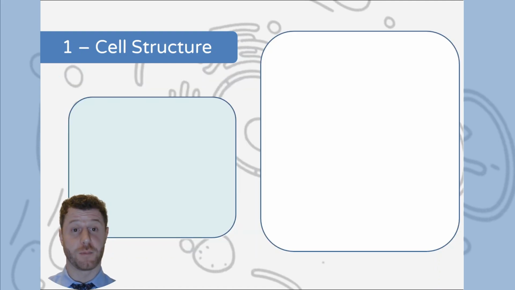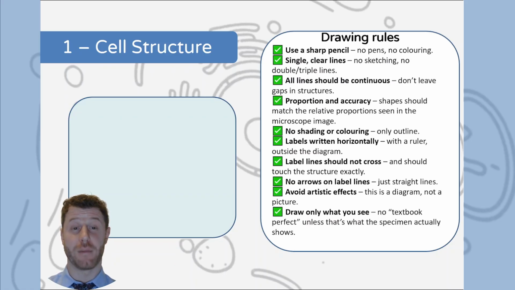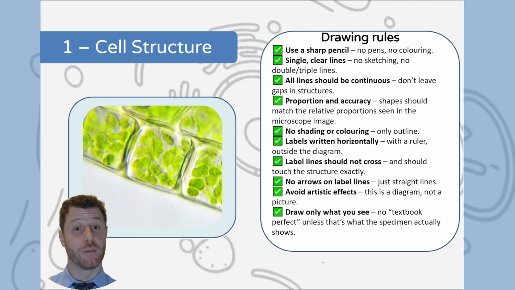The last skill is probably the most important because it comes up multiple times in practical paper 3, and that is drawing. It can be a cell drawing or it can be a plan drawing, and I'll show you what those are in a second. But students get this wrong most often because they don't follow simple biology drawing rules.